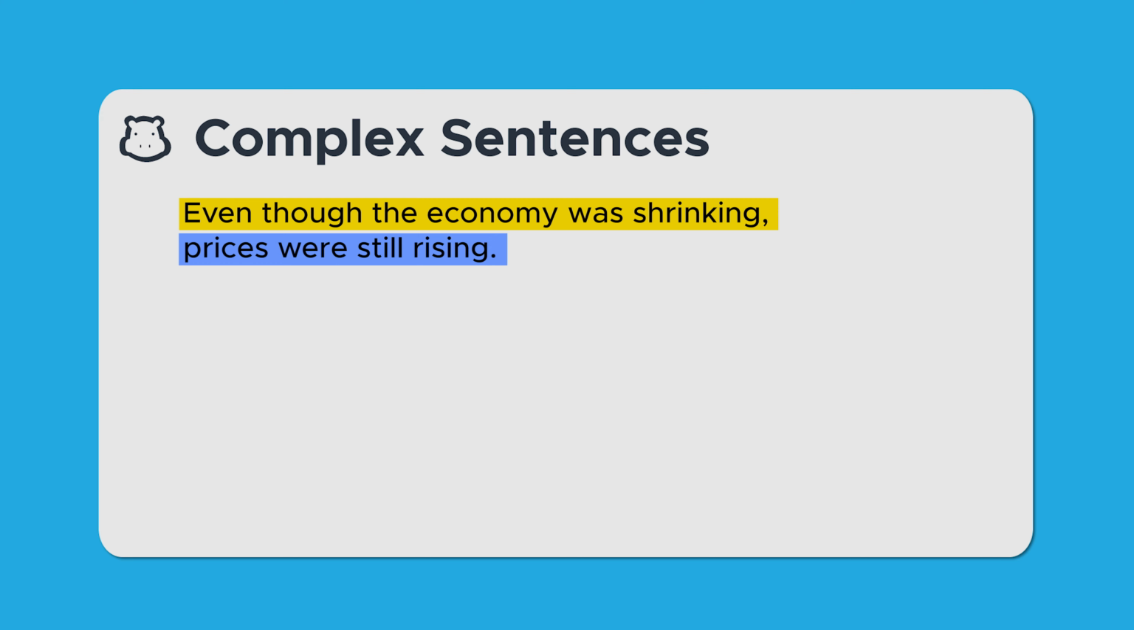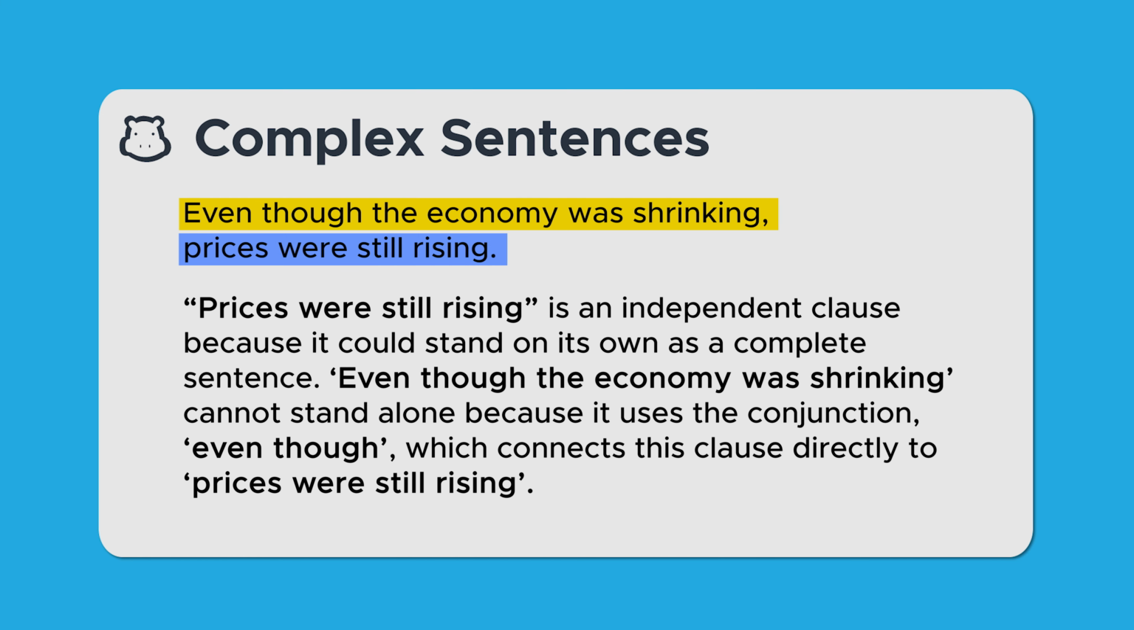Even though the economy was shrinking, prices were still rising. Prices were still rising is an independent clause because it could stand on its own as a complete sentence. Even though the economy was shrinking cannot stand alone because it uses the conjunction even though, which connects the clause directly to prices were still rising.